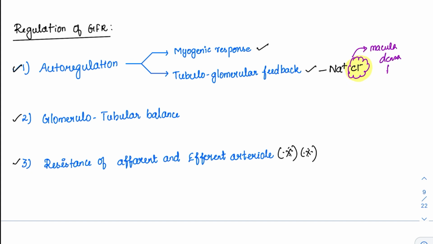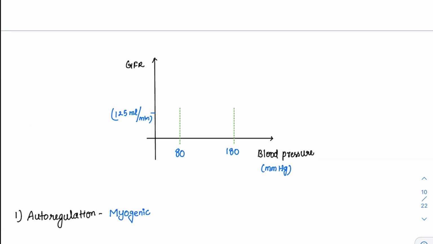Just tell me what is the channel here? The channel is NKCC. Don't forget these channels also. Before going to the autoregulation, this is a graph which shows the wonderful nature of GFR, how GFR is regulated.